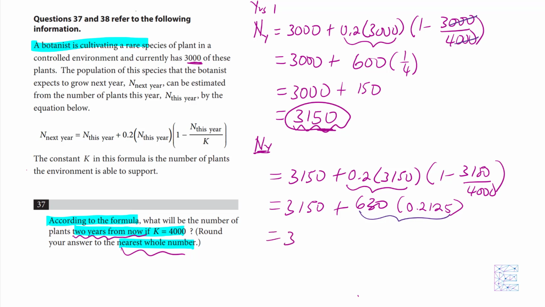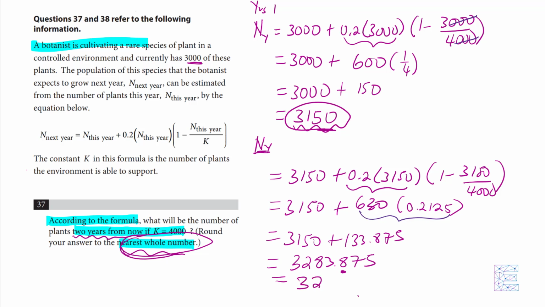We would have 3,150 plus 133.875. And then when you add these together, you have 3,283.875. Remember, the question says round this to the nearest whole number though, right? So we are going to round this to the nearest whole number. This is an 8, which means round up. That brings us to 3,284 as our answer to this question. And that's it.